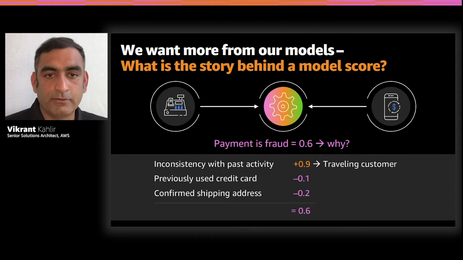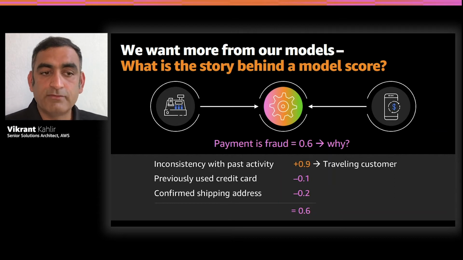And that alone influenced the payment to be tagged as fraudulent. Now, this is a very helpful explanation. The customer care rep can share this information with the customer, and maybe in the future he can set up a travel alert and avoid this situation. This is the type of application that we see for explainability that is very useful.